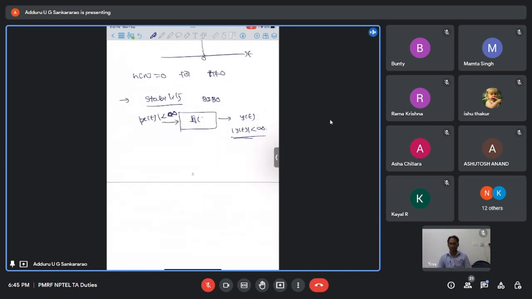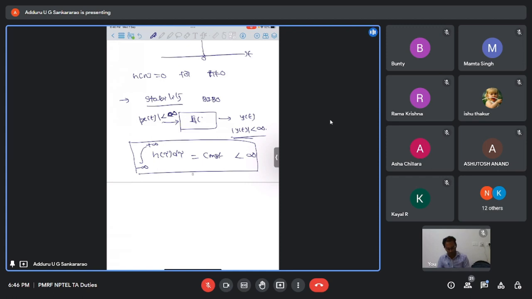Bounded input, bounded output. So for an LTI system, the stability condition is if the area under impulse response, integral of h of tau d tau, is some constant which is less than infinity, that means the area under impulse response is some finite quantity. If it is less than infinity, then we will say an LTI system is stable.